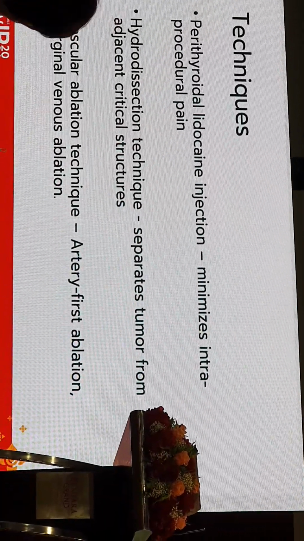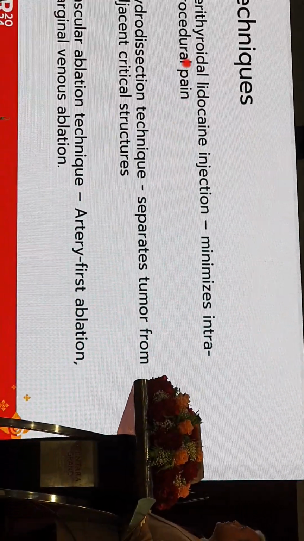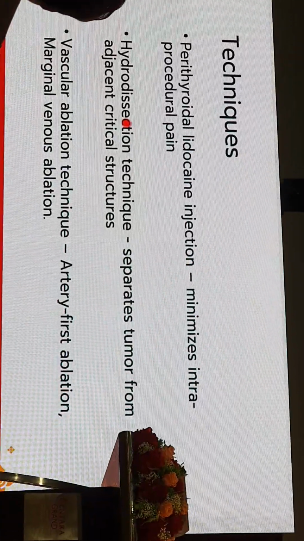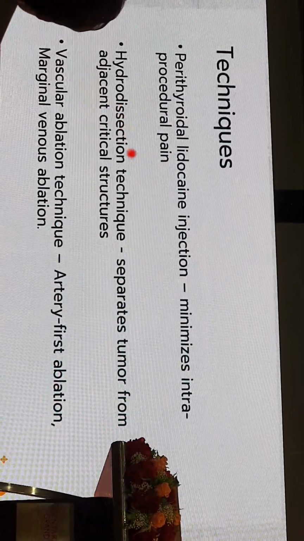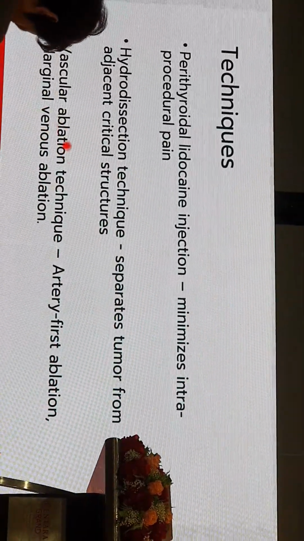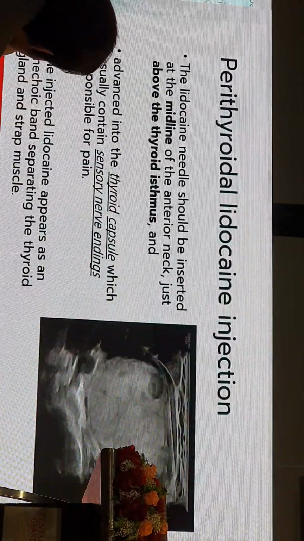Now coming to the technical improvements. We do hydrodissection and perithyroidal lignocaine injection, which decreases the pain and improves the comfort of the patient. Hydrodissection protects critical structures, and I will also come to the vascular ablation techniques, that is artery first ablation and marginal vein. I will come to it later.